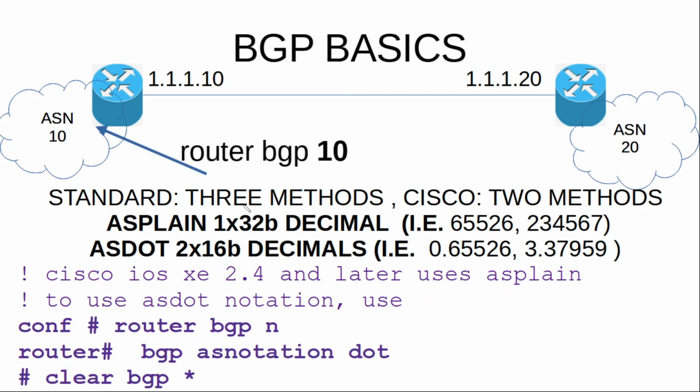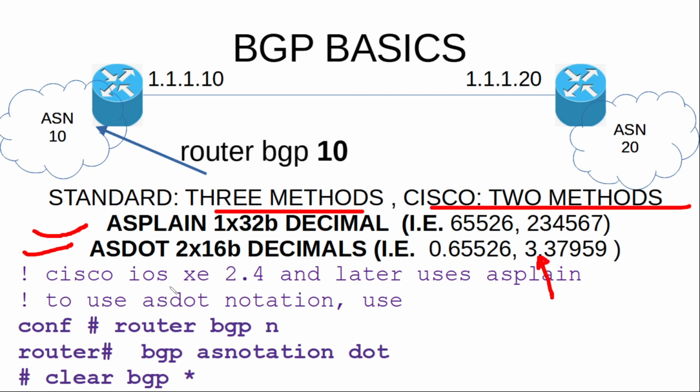Now, what is the format that we're going to use in order to actually express these numbers? The BGP standard has 3 methods, but Cisco only offers 2 formats: the ASPLAIN format and the AS.dot format. With the ASPLAIN format, we're just going to have a big decimal number, and with the AS.dot format, we're going to break this 32-bit number into 2 16-bit numbers, and we are going to express them as separate decimal numbers separated by a dot. So that is why we are going to call it AS.dot.